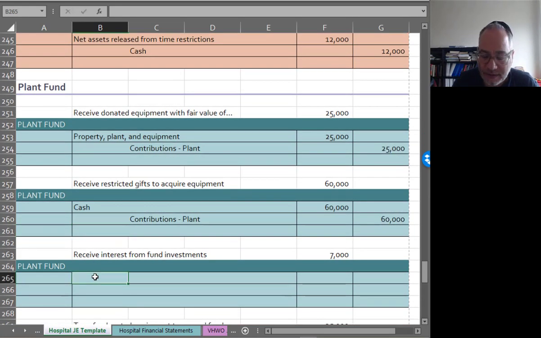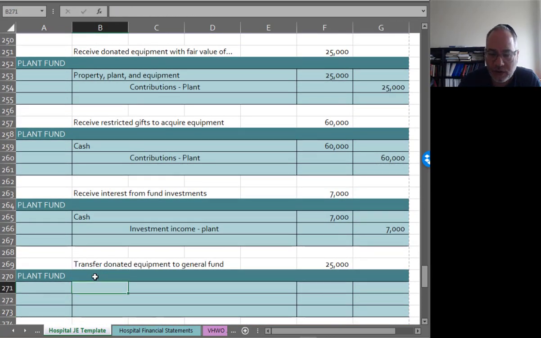Then we have fund investments. So these would be investments in the plant fund. And then the income can be used, I suppose, to acquire plant. So debit cash for $7,000. Credit investment income plant, $7,000.